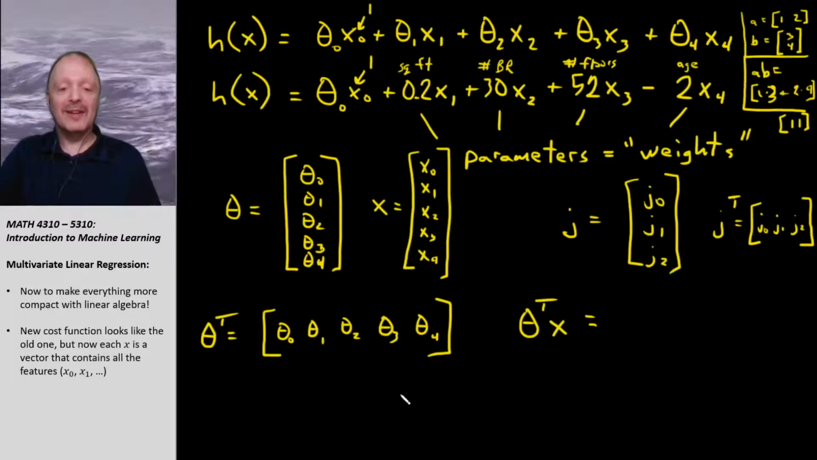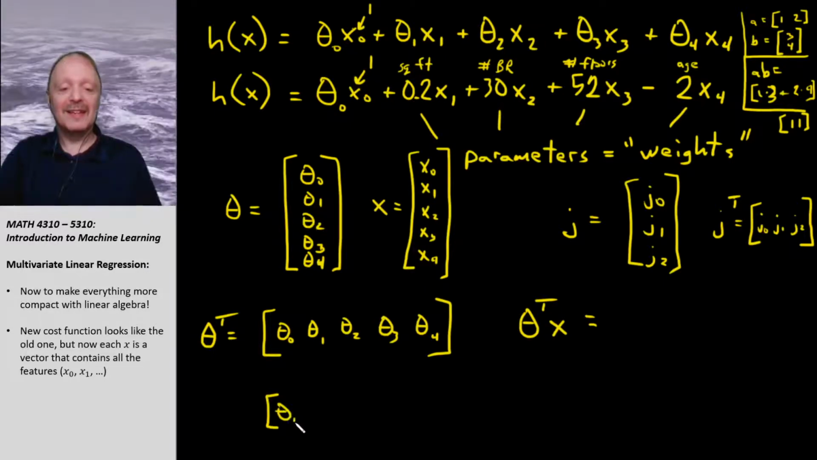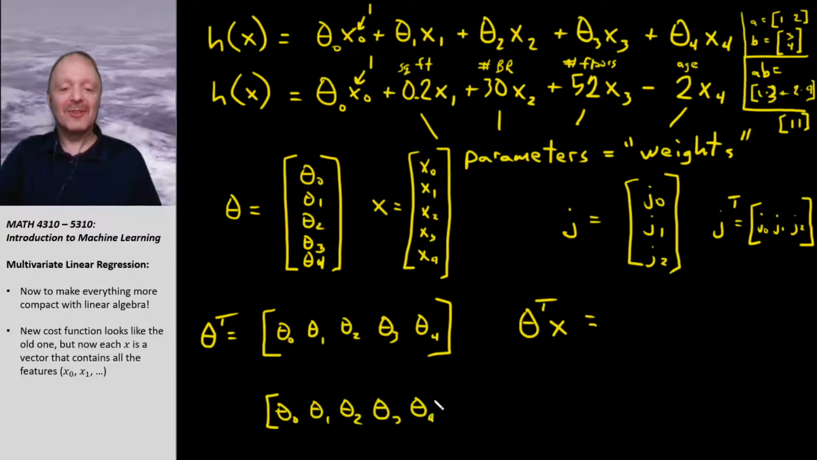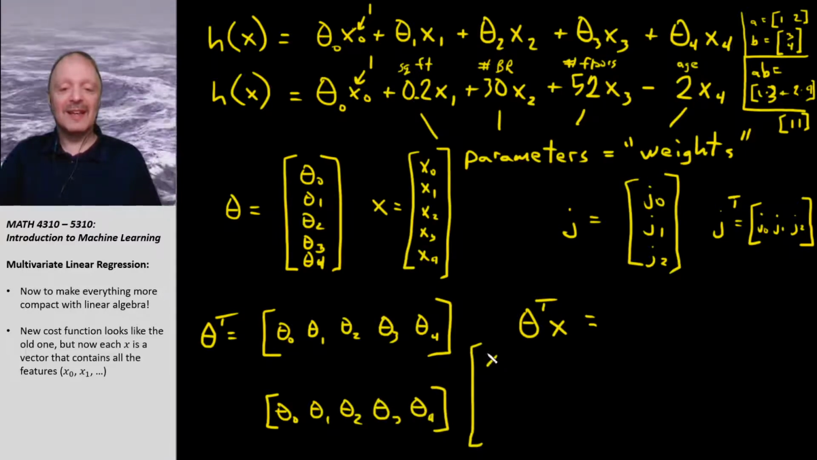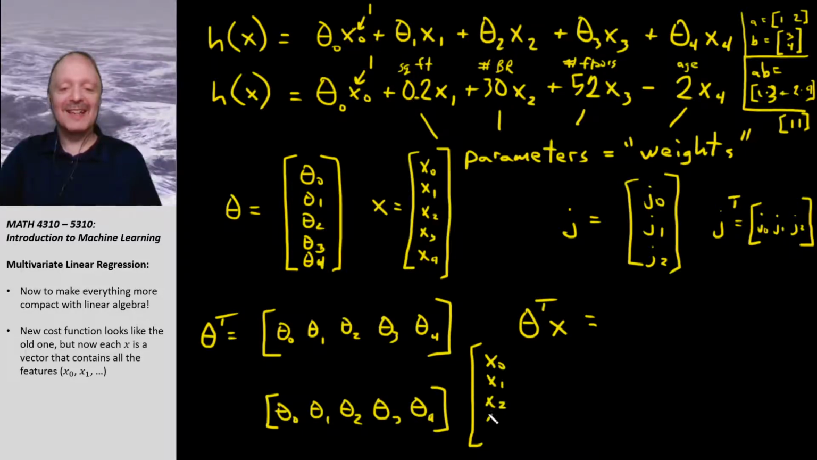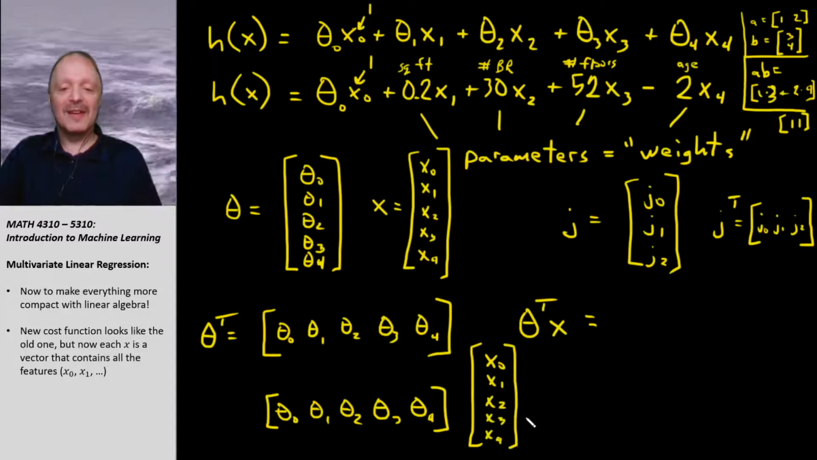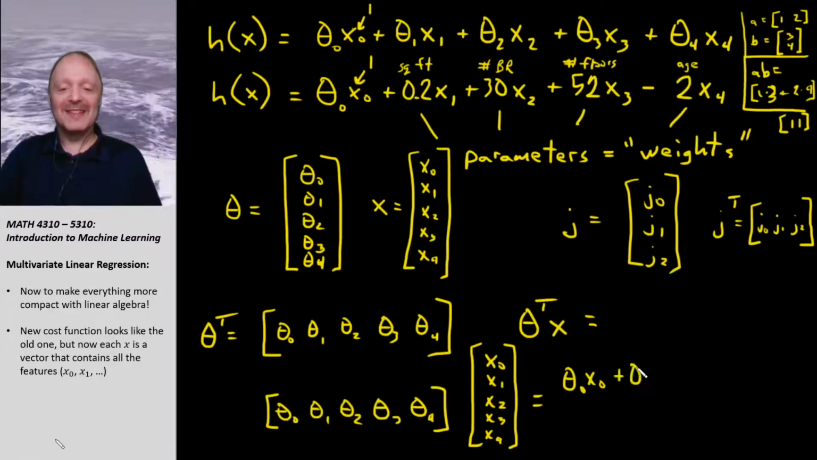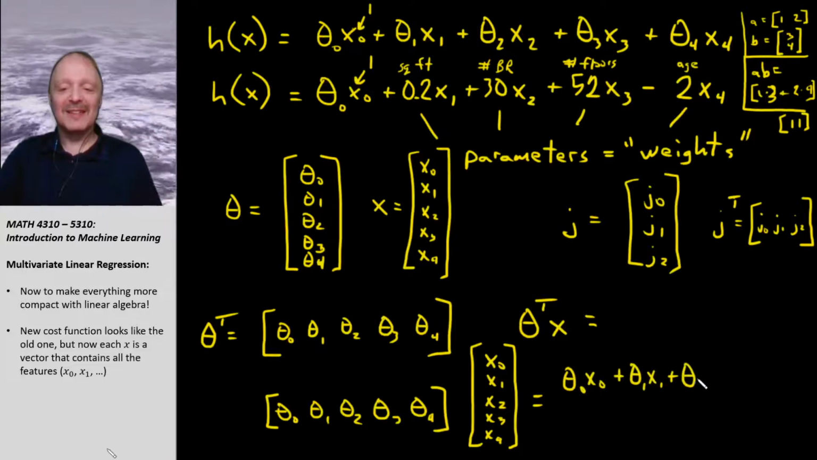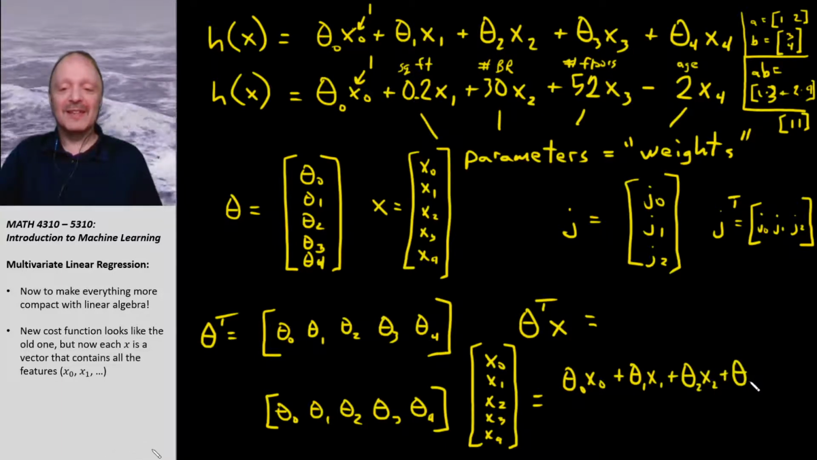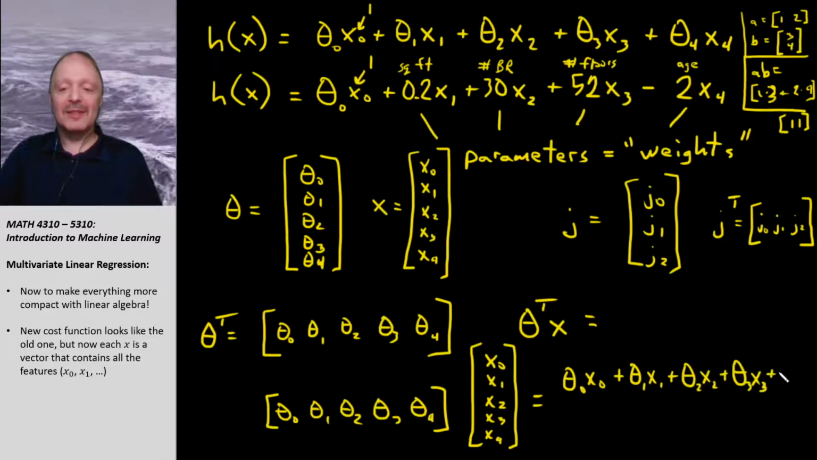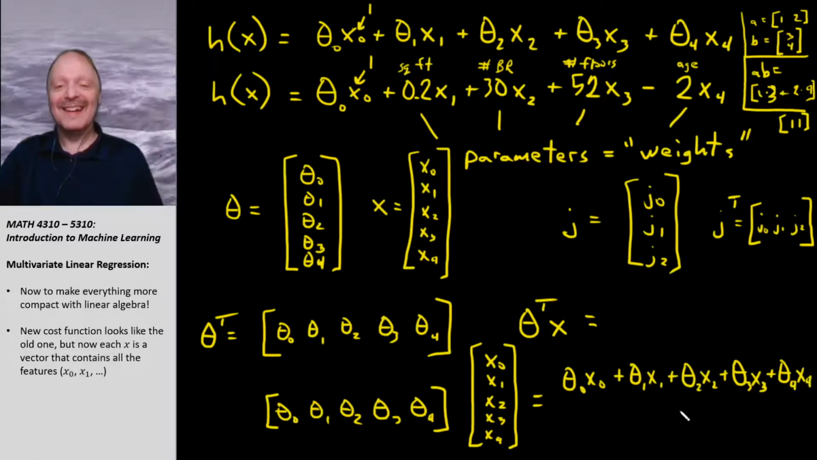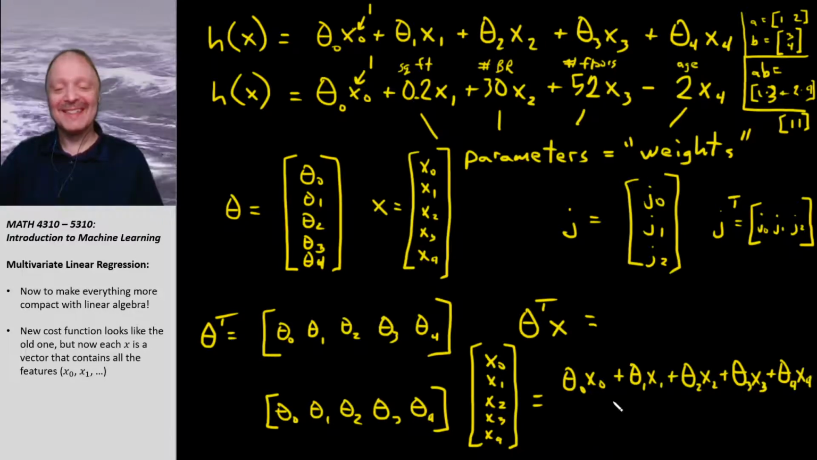So we're going to have theta 0, theta 1, theta 2, theta 3, theta 4 times x0, x1, x2, x3, and x sub 4, which is going to equal theta 0 x0, plus theta 1 x1, plus theta 2 x2, plus theta 3 x3 plus theta 4 x4. I hope you're enjoying this.